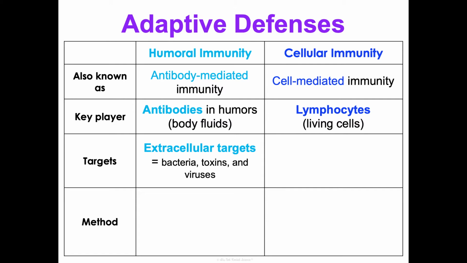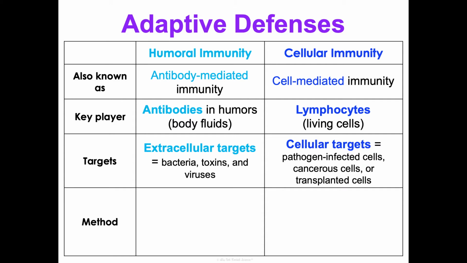Your humoral immunity is going to use those antibodies and target things that are extracellular. So things from the outside that came in, like bacteria and toxins and viruses. Whereas cellular immunity is tackling cellular targets. So it's cells attacking cells. So our healthy cells, our lymphocytes, are attacking cells infected by pathogens, not just the pathogen on its own, like a cell that's already been infected by a pathogen. They're attacking cancerous cells or even transplanted cells. For instance, if you get a skin graft of someone else's cells, your body can see those transplanted cells as foreign and attack those.